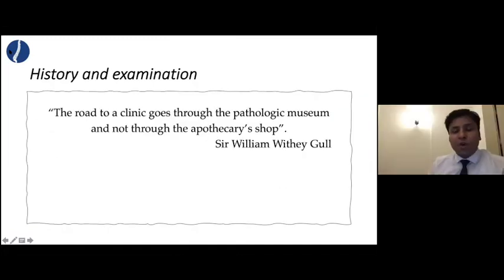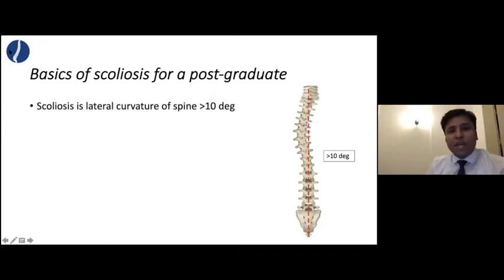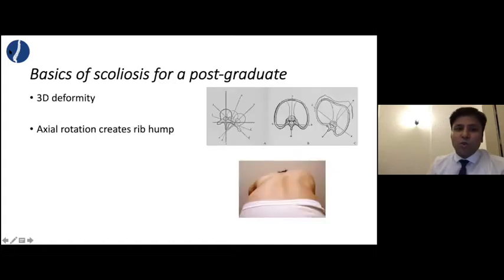Now, it's useless for me to talk about history and examination unless I touch upon the pathology of scoliosis. For a postgraduate, just remember that scoliosis is a lateral curvature of the spine of more than 10 degrees. True structural scoliosis is a three-dimensional deformity. The axial rotation of the vertebra creates the rib hump. This is because when it rotates to one side, the ribs get crowded on the side of convexity and create a hump. And because it alters the entire chest wall, you have an anterior rib hump contralateral to the side of the rib hump posteriorly.